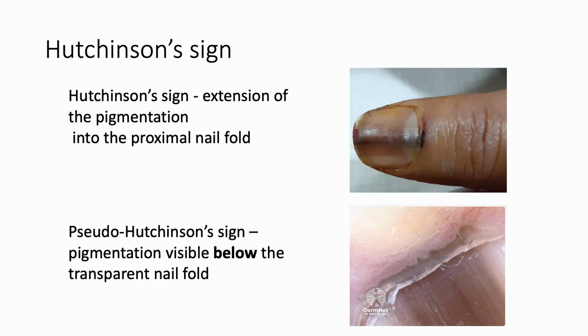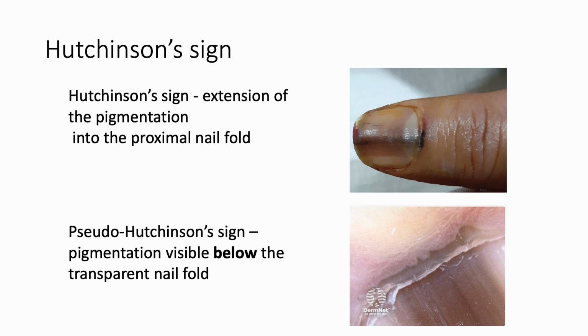Here we have Hutchinson sign. This is an indicator of a malignant process versus a benign process. Clinically, it will show that the pigmentation extends from the nail into the proximal nail fold. You can see this clinically on examination with the naked eye, and sometimes you may not be able to visualize it, and you might have micro-Hutchinson sign, when the same phenomenon is only visualized under dermoscopy.